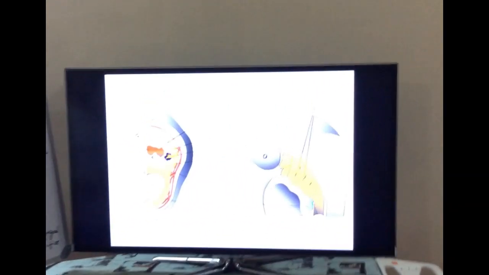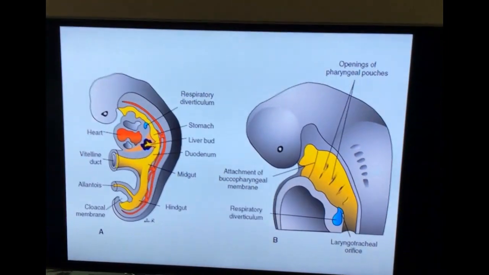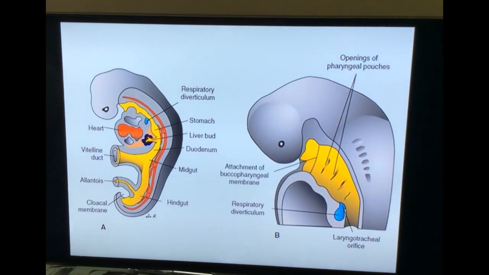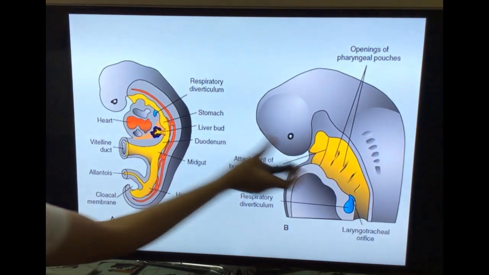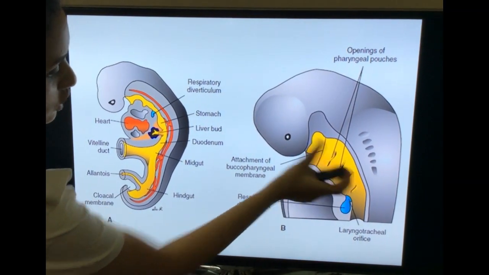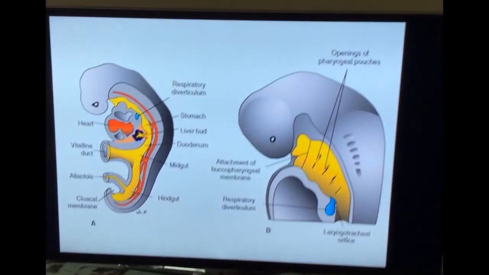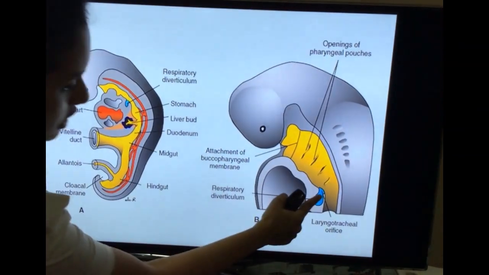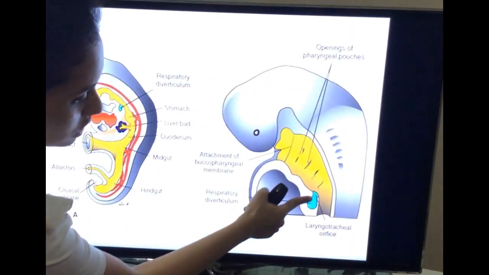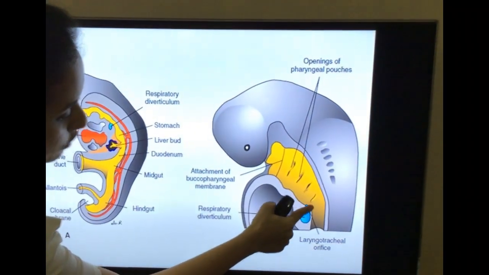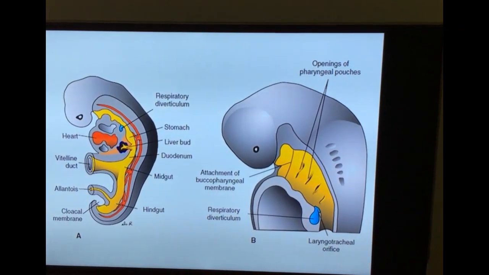Again, this is a picture showing the complete embryo, the sagittal section. Here they have focused on this part, how the pouches are formed, the pharyngeal pouches, which are a part of the pharyngeal apparatus. This is the respiratory diverticulum, which is connected to the developing pouches, the apparatus, by an orifice called the laryngeal orifice.